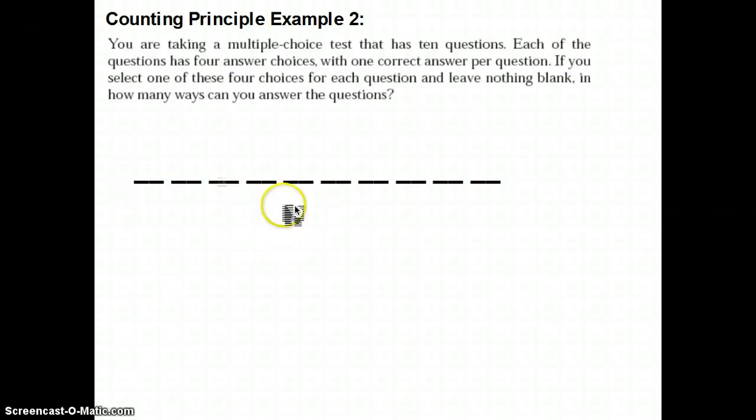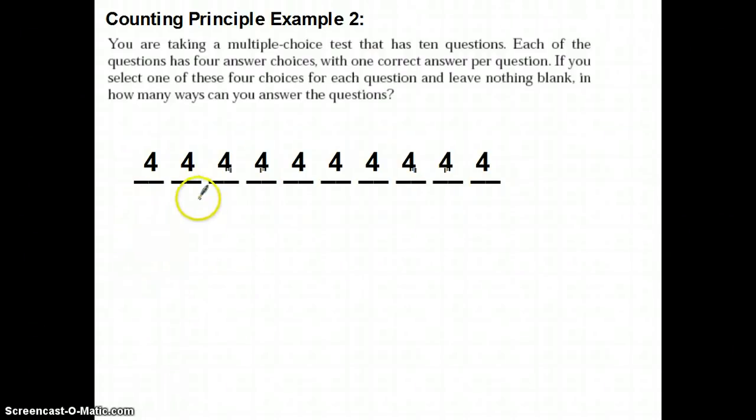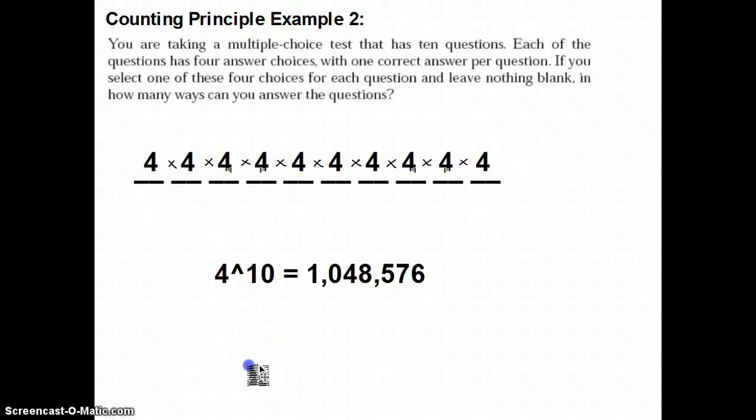So I have 10 different dashes representing the different questions, and in each question, we have 4 different answer choices. The first question, we have 4 answer choices. Second question, 4 answer choices. Third question, 4 answer choices. And so if we want to figure out how many different total options we have of picking the answers on this test, we would have to multiply. And if we multiply, we have 4 to the 10th power, which gives us 1,048,556 different ways that we can choose the answers on this test.